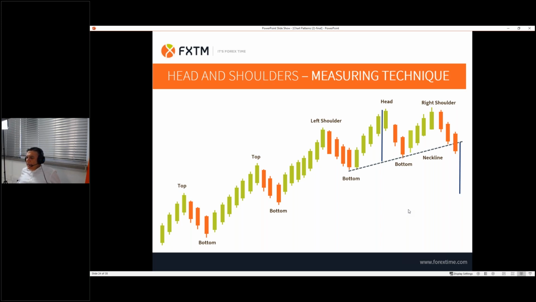Another question by Mr. Mohammed. Should the right shoulder be higher than the left shoulder? Not necessarily. Not necessarily. We have a head and two shoulders. Okay.